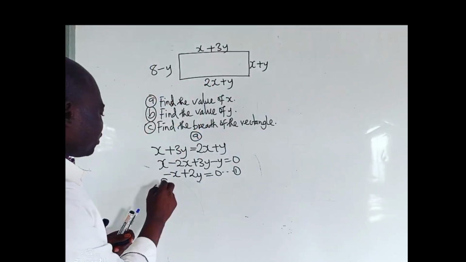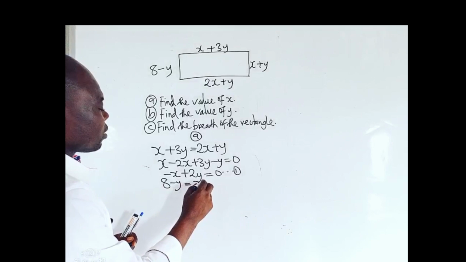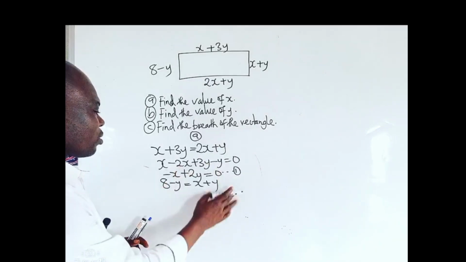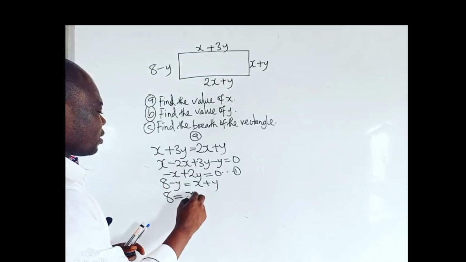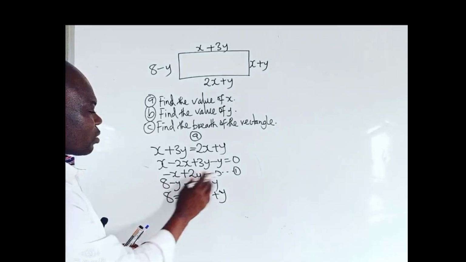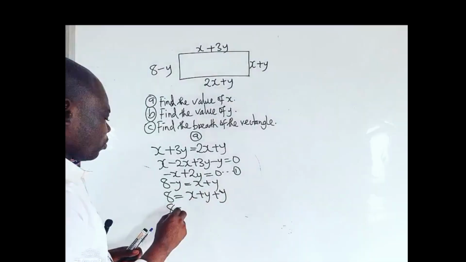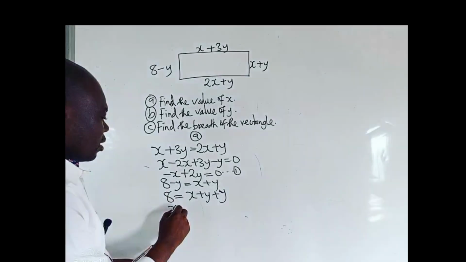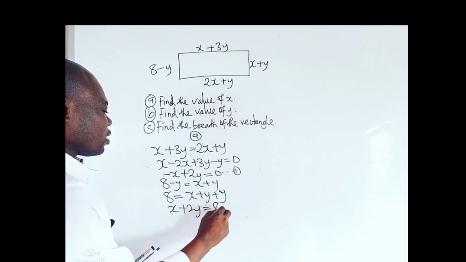We have 8 minus y equal to x plus y. We collect like terms. This can actually come this way. So we have 8 minus 8 equal to x plus y plus y. When negative y crosses the equal sign, it changes to positive y. So we reverse them. We have x plus y plus y will give us 2y equal to 8, and this is equation 2.